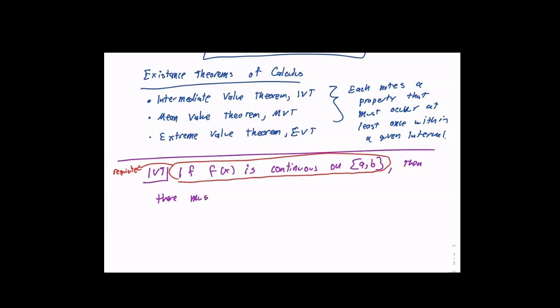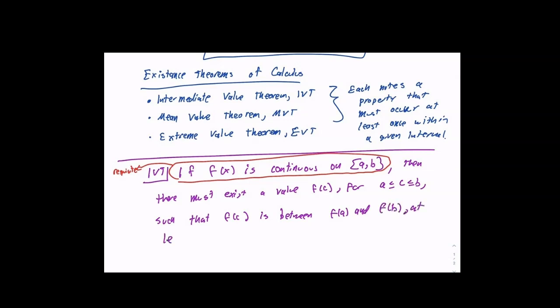Then there must exist a value c, for a less than or equal to c less than or equal to b, such that f of c is between f of a and f of b at least once.